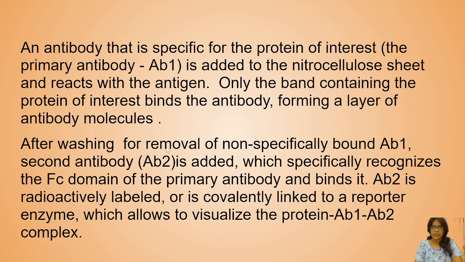After washing for the removal of non-specifically bound primary antibody, a secondary antibody is added which specifically recognizes the Fc region. I told you each and every antibody has a Fab, the antigen binding site, and an Fc domain. I will explain the types of immunoglobulins with the structure in the immunology class. As of now, please remember that the Fc domain recognizes that particular primary antibody and finds it. This secondary antibody is labeled and covalently linked to the enzyme. Now you will get a complex, as I told you.